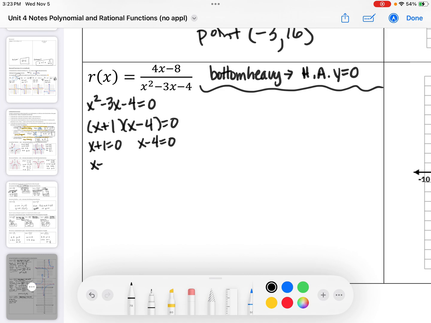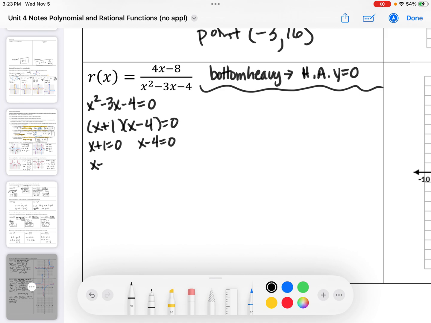So I already know that my graph is going to have 3 branches. You always have one more branch than the number of vertical asymptotes. All right, what do we do next? X-intercepts, and that's by setting the numerator equal to 0. Add 8 to both sides, divide both sides by 4. So we have an x-intercept at 2, 0.